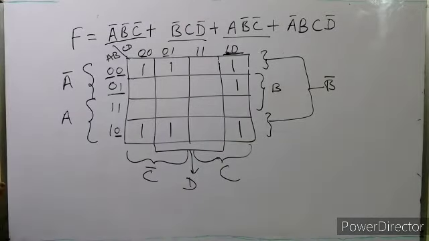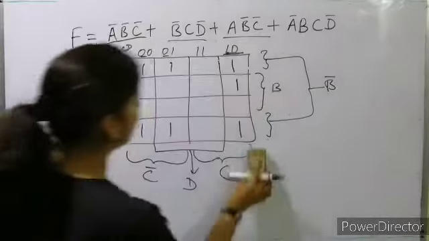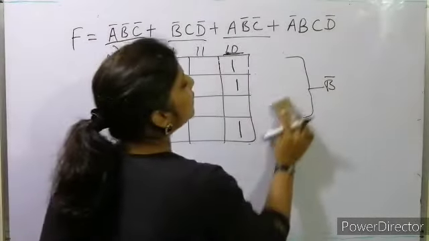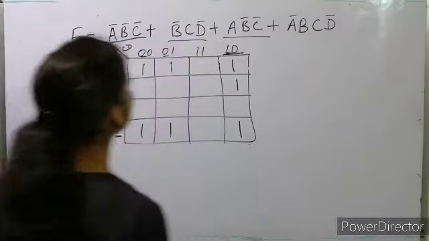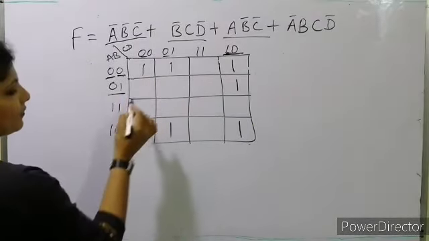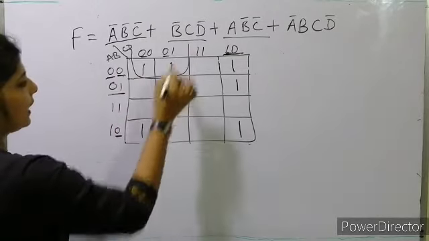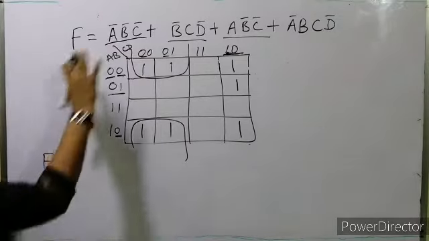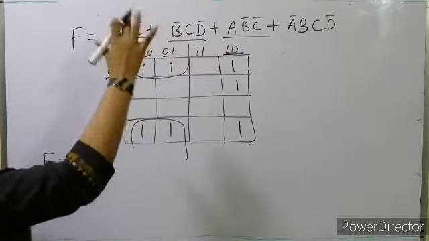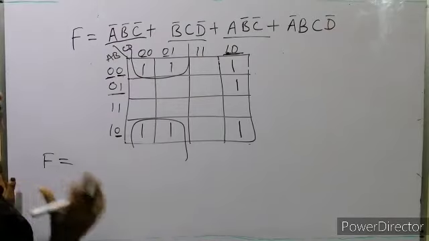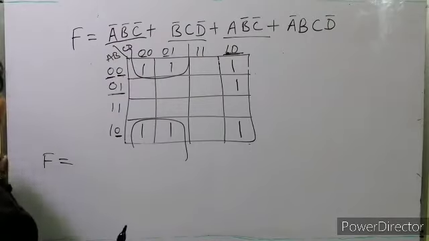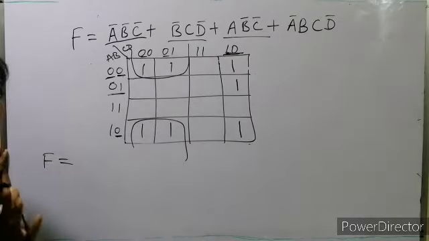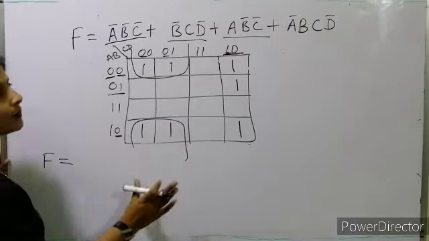Now we have to solve this. How will we solve? First we'll remove this one. This was there to make you understand. Now we'll solve this. What can we do? We can take these two and these two. So f will be equal to, we have to minimize this function f given in minterms, and we have to minimize the function without using Boolean algebra theorems. What are we using here? We are using K-map.